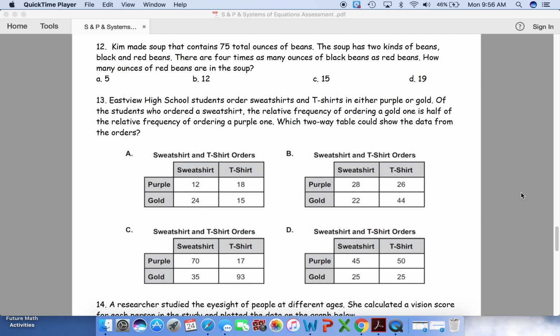Number 13. Eastview High School students order sweatshirts and t-shirts in either purple or gold. Of the students who ordered a sweatshirt, the relative frequency of ordering a gold one is half of the relative frequency of ordering a purple one. Which two-way table could show the data from the orders? A, B, C, or D?